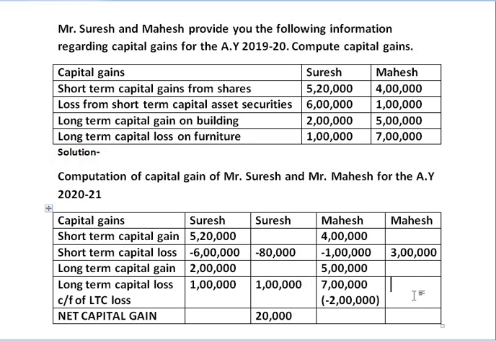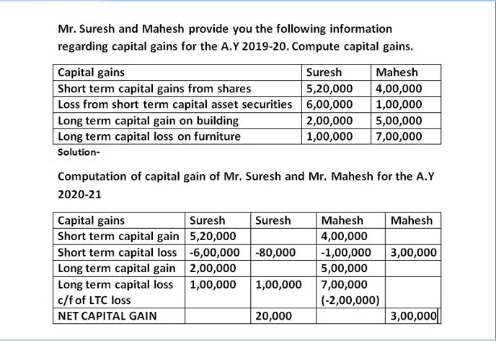In case of Mahesh, though here there is profit of rupees 3 lakh or gain of rupees 3 lakh from short term capital asset and loss of rupees 2 lakh from long term capital asset, but we cannot set off this loss as we cannot set off long term capital loss against short term capital gain. Therefore this 2 lakh rupees has to be carried forward to the next year, and we find 3 lakh rupees as net capital gain of Mr.